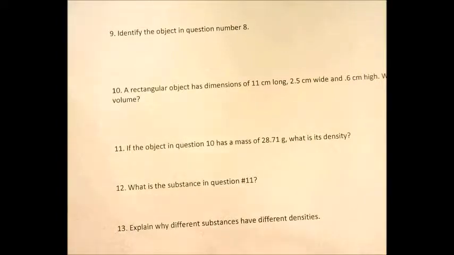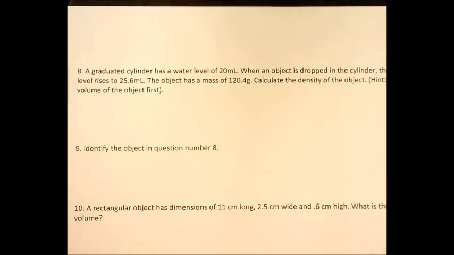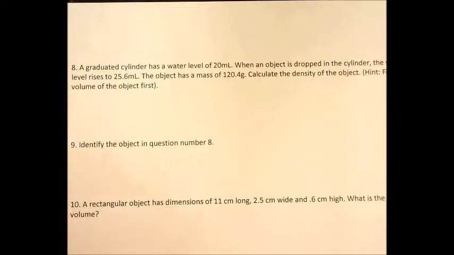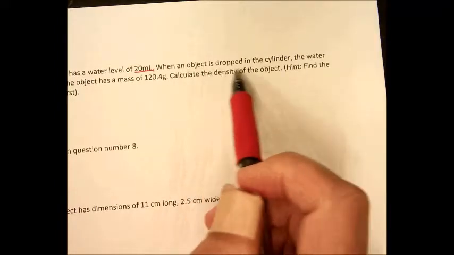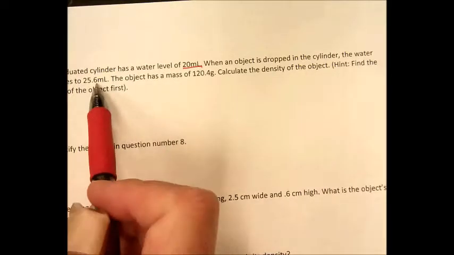All right, continuing on with our questions here. We've got the back side of the sheet, and it starts off with a graduated cylinder that has a water level of 20 milliliters, is where we're starting off with. When an object is dropped in the cylinder, the water level rises to 25.6 milliliters.